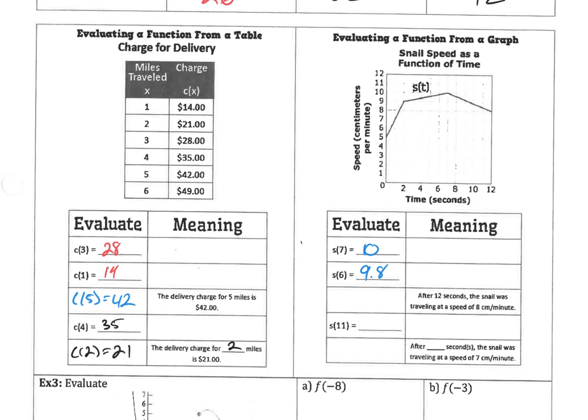So we can see that after 12 seconds, we're going at a speed of 8. And I want to verify that's correct. So I'm going to go to my graph. I look at 12, I go up. And then when I go over, I can see it definitely is going to be at 8. So this is definitely correct. So then for our notation, we can say that s of 12 is equal to 8.